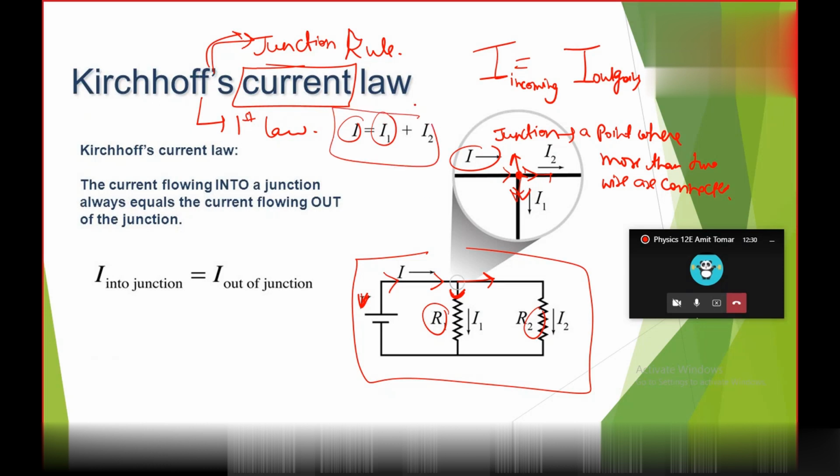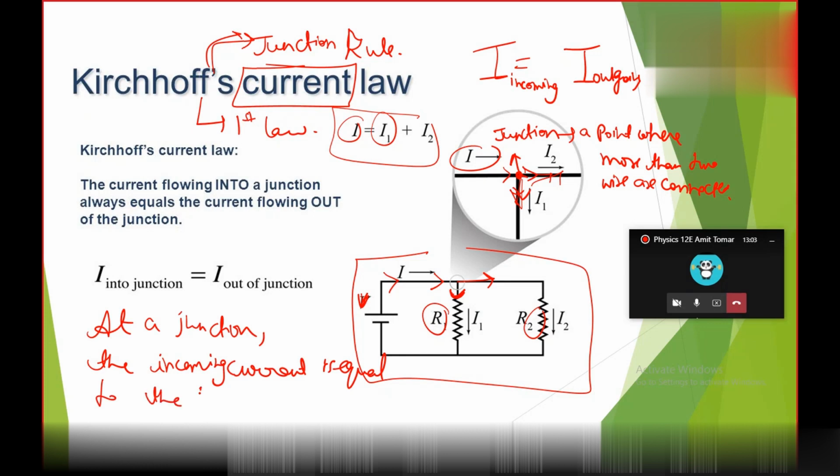This is applied where a wire is connected in more than two ways and the currents are flowing from that particular point at a junction. So we can also write that at a junction, the net incoming current is equal to the total outgoing current.